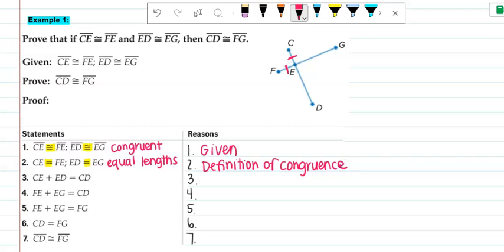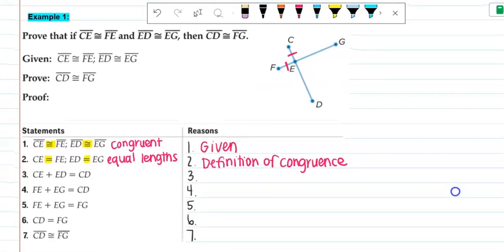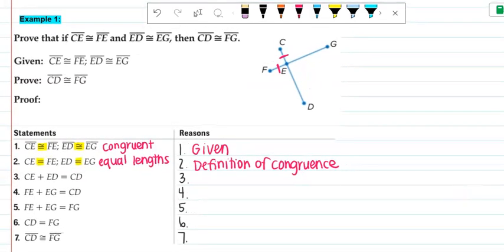So that allows us to say that if they have the same length, we're now going to move into writing that when we add CE plus ED, we get CD. Let's just pause with number 3. CE plus ED equals CD. When we add segments together, this is our segment addition postulate.